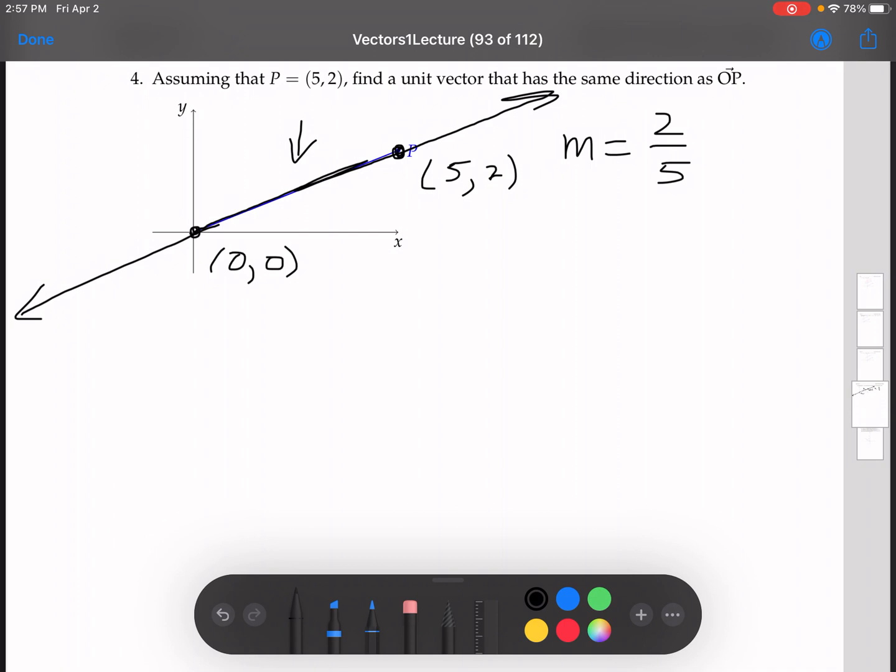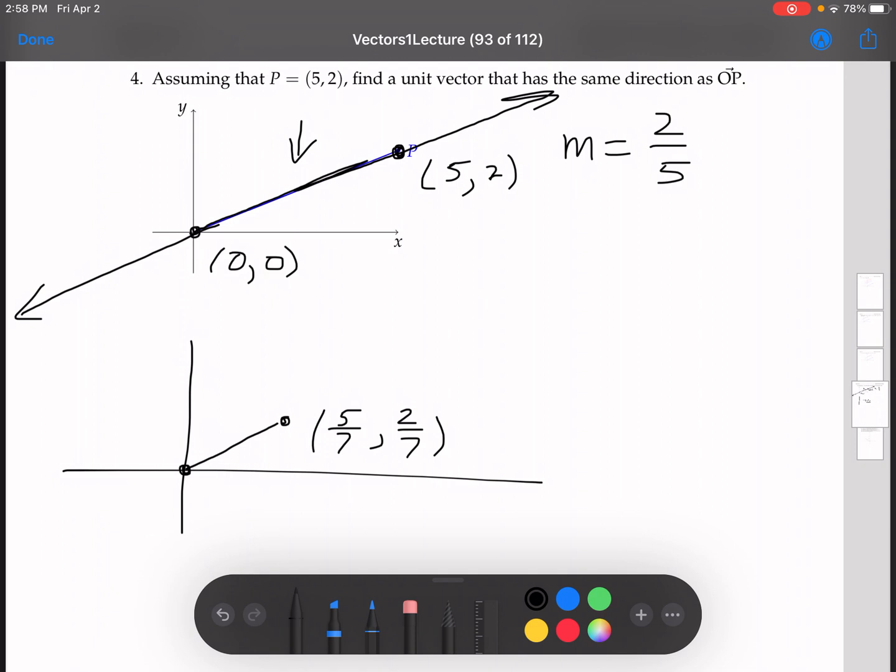Now let's look at a completely different line, and that will be the line that goes through 0, 0 and the point 5 over 7, 2 over 7. Now this will make sense why I'm doing this in a moment. So we just have this line going through there like so. Let's find the slope of this line.